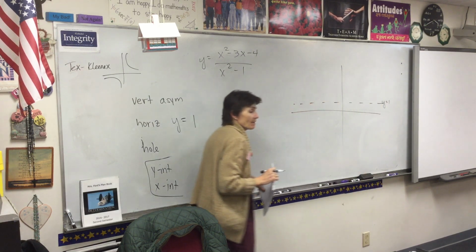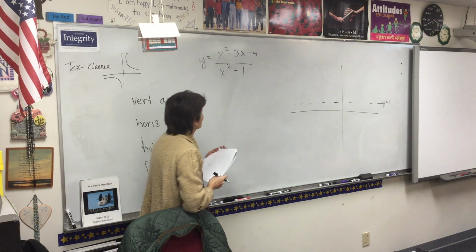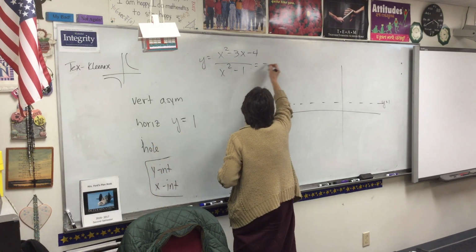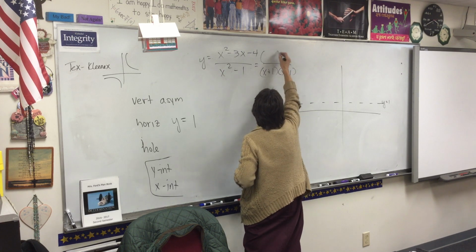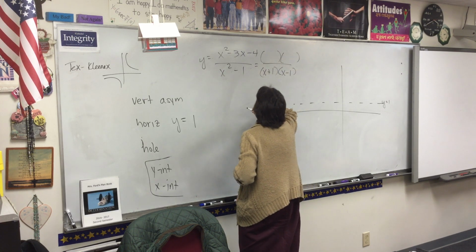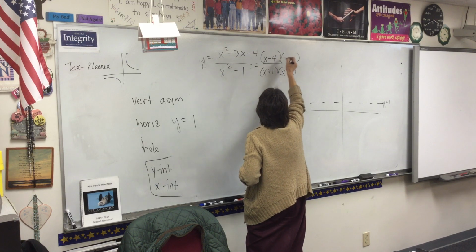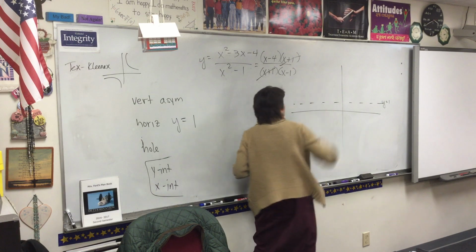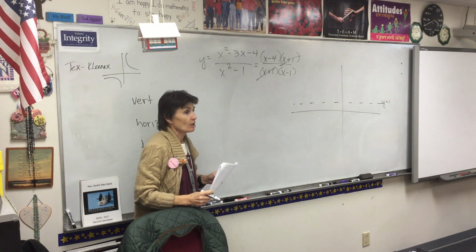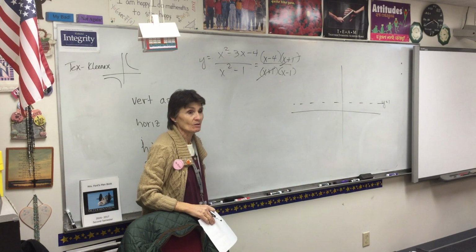All right, now I guess I better factor. So I know the bottom is x plus 1, x minus 1. What about the top? X minus 4, x plus 1. Oh, the moment you have been waiting for. Look, see how it cancels?